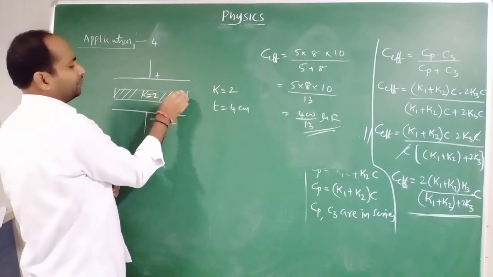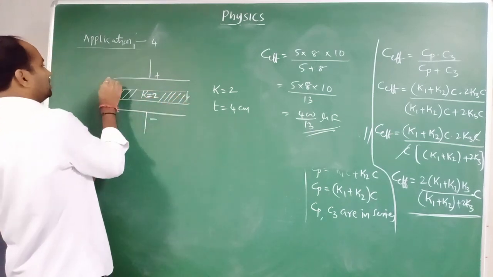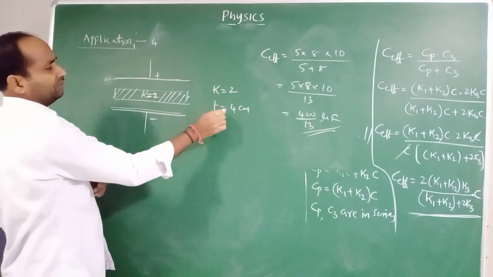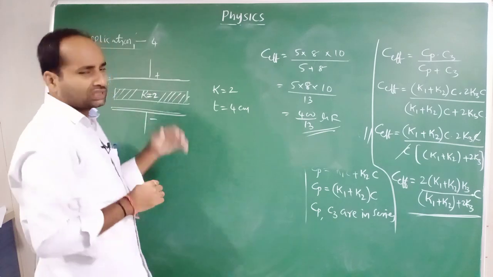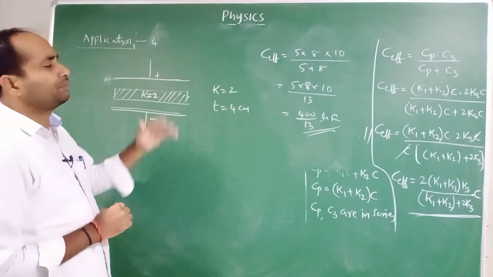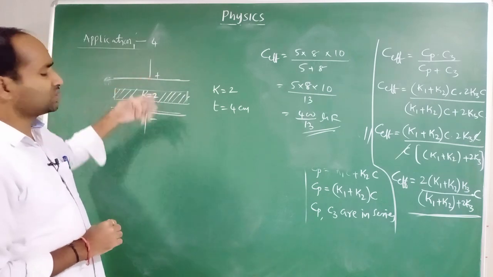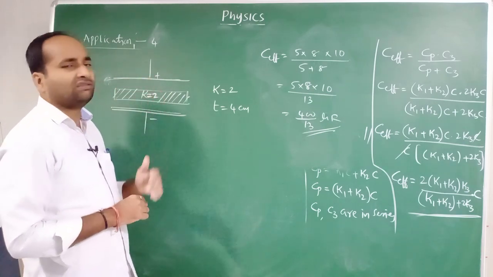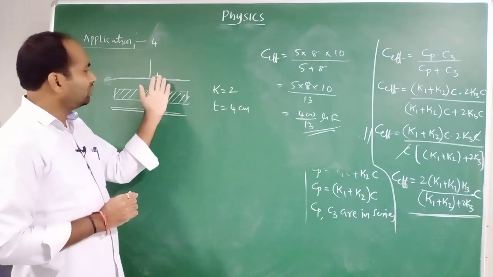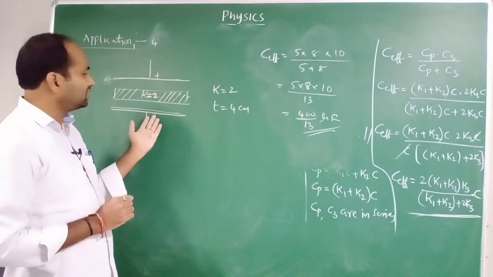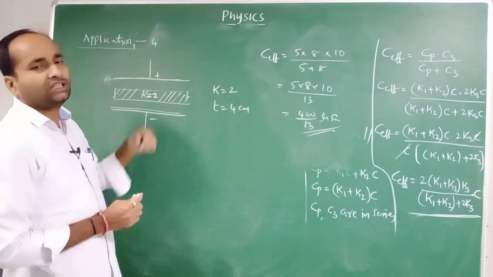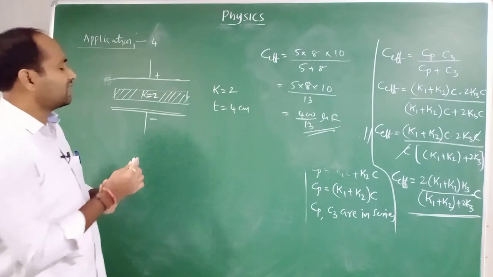Now the gap is partially filled with this dielectric. So obviously the effective distance decreases, and the capacitance increases. To restore the capacitance to its initial value, what should be the separation between the plates? How much will the separation between the plates be increased? Means they are asking for the X value.